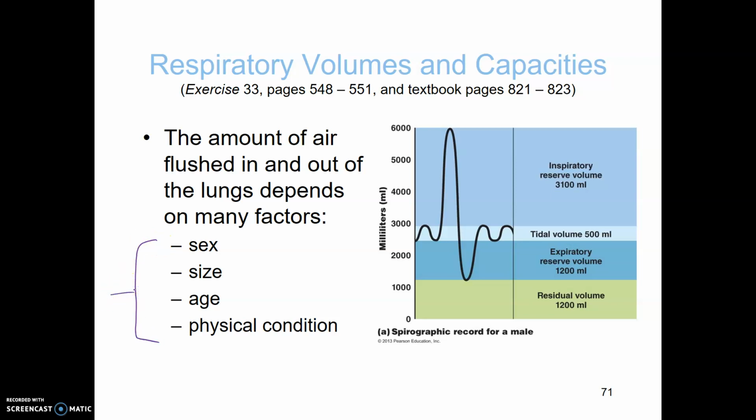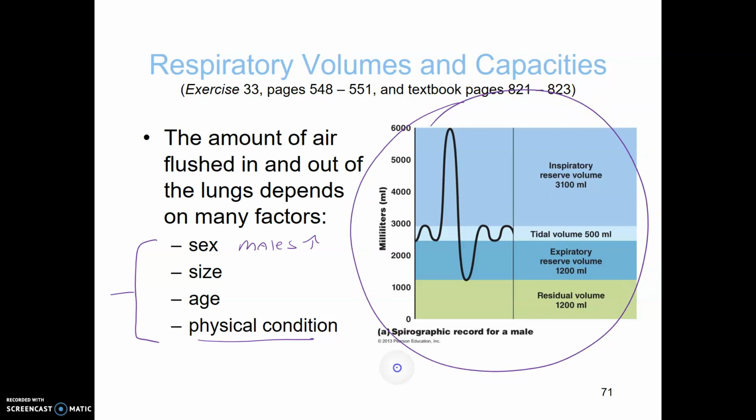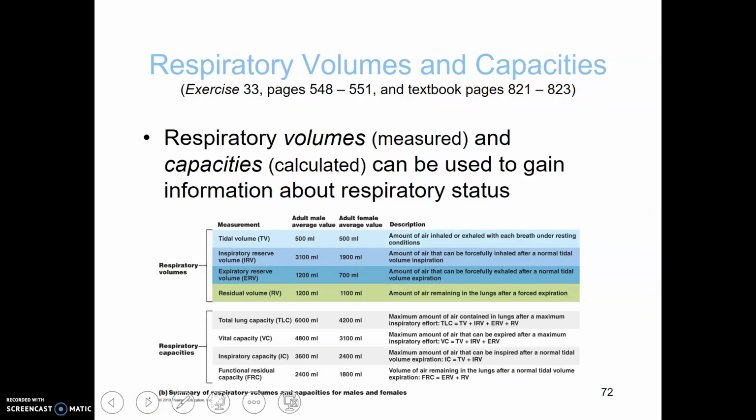So sex, obviously, males would have a higher capacity. People who are of a larger size, and age, so kids and older adults are going to have less lung capacity. And then physical condition, obviously, if you're an athlete, the muscles for breathing are going to be much more fit, so to speak. So this is something you really need to know. And so let's go through to the next page and talk about some of these volumes.